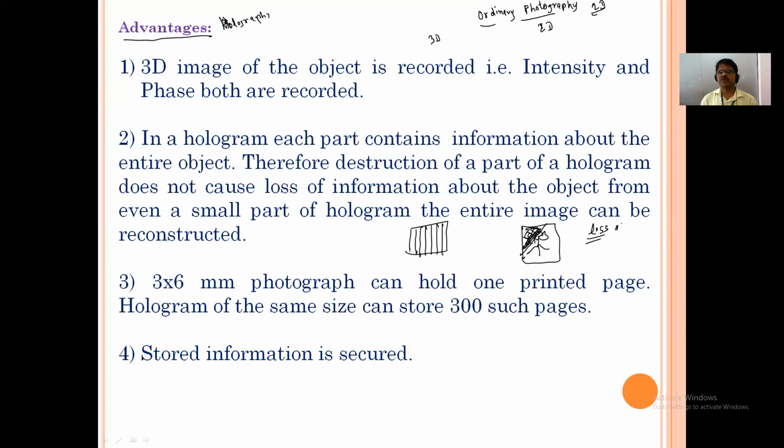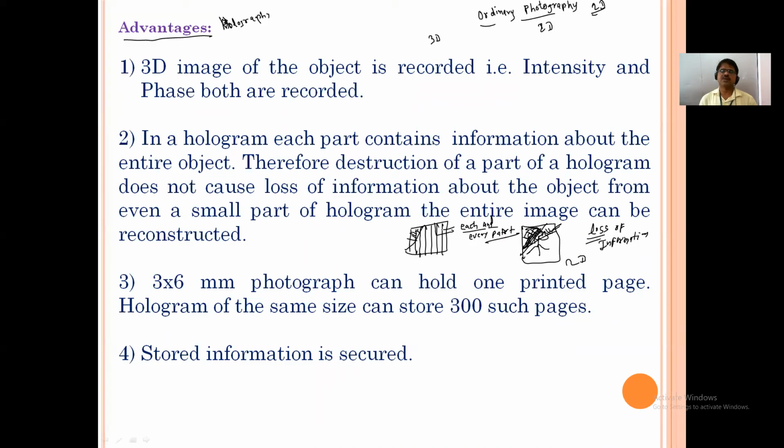There is permanent loss of information. कशामध्ये? Ordinary photography. Ordinary photography मध्ये some part of this negative, some part of this photographic film is destroyed. डिस्ट्रॉय झाला, तेल सांडलं, काय झालं, काय असेल ते. Some part of this photographic film is destroyed, then there is permanent loss of information. But in case of this holography, some part is destroyed, there is no loss of information, because entire information is stored in each and every part of this hologram.